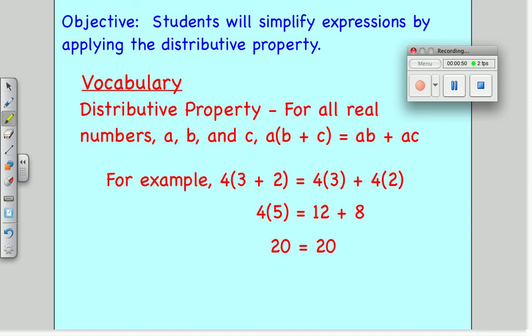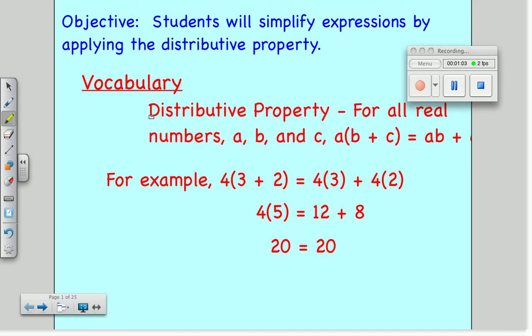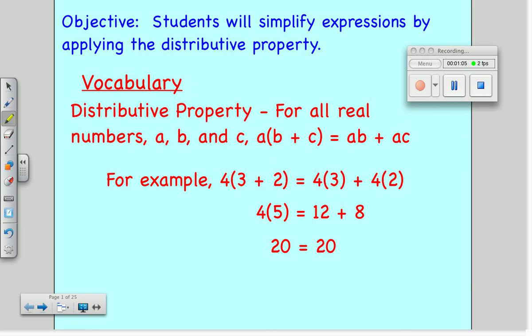So now let's use numbers so we can see that, because I know sometimes all those variables a, b, and c kind of confuse you guys. For the distributive property, what I want you to write is "distributive property," the word. And I want you to write this. That's really showing the distributive property there.